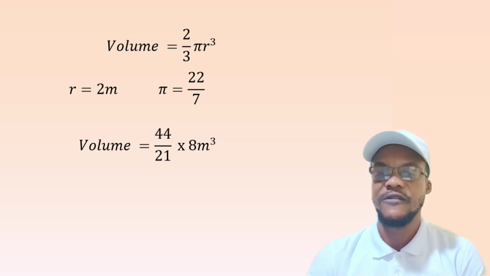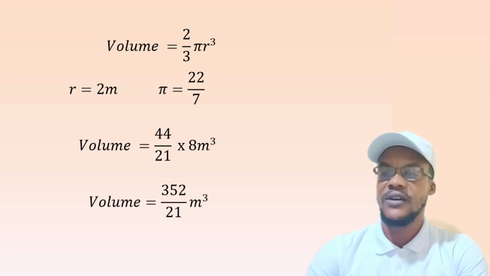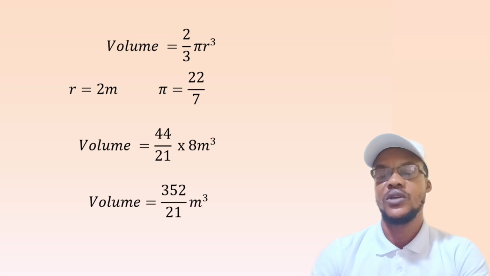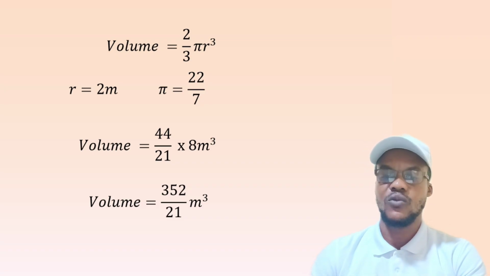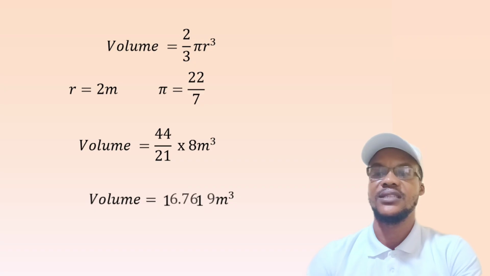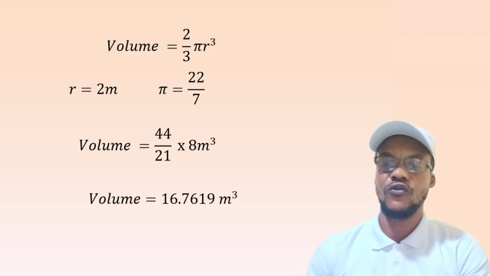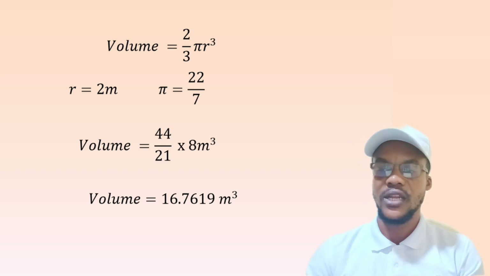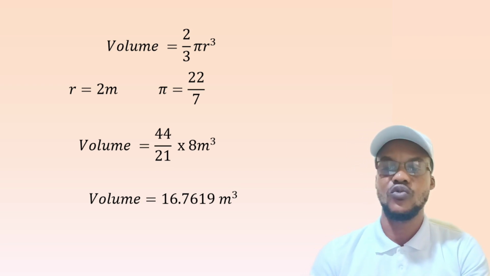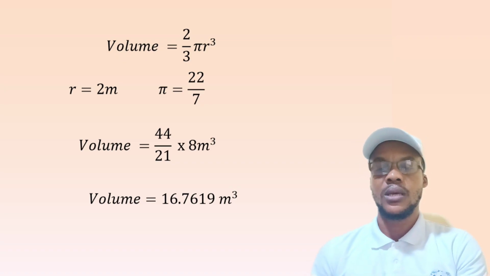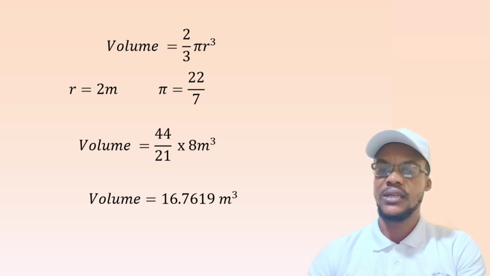352 divided by 21 meters cubed. Let's try and divide and see if we get decimals. As our decimal, we get 16.7619 meters cubed. Please, we've just approximated to 4 decimal places. That's not all the decimal values; there are other decimal numbers. Good, so this is the volume.